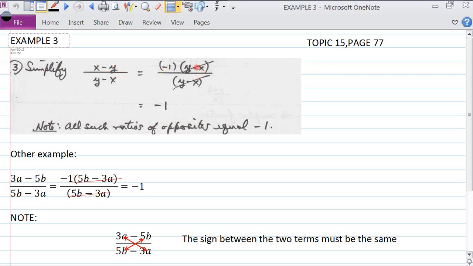Now, why would I do that? Because now I can cancel the numerator and the denominator, and I get minus 1.